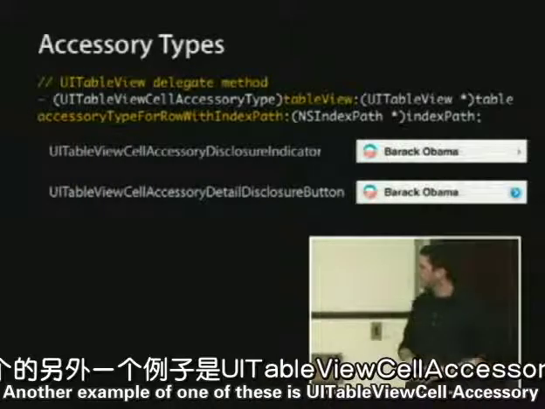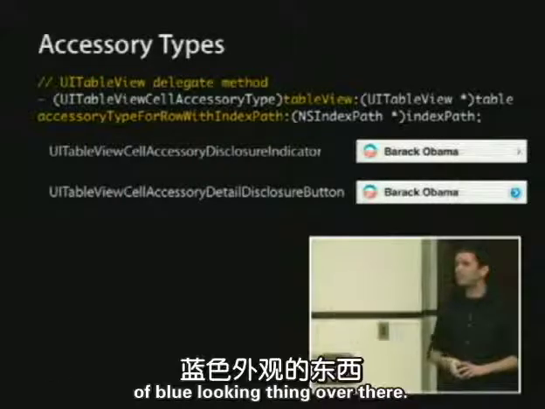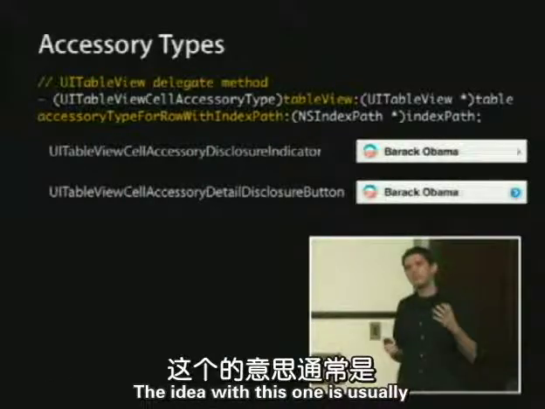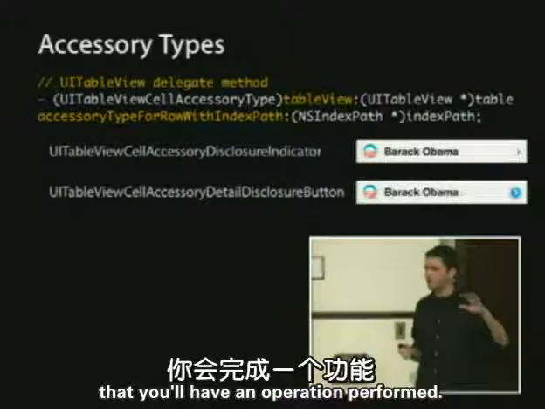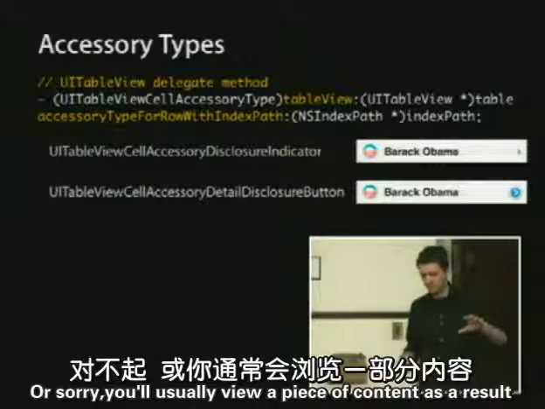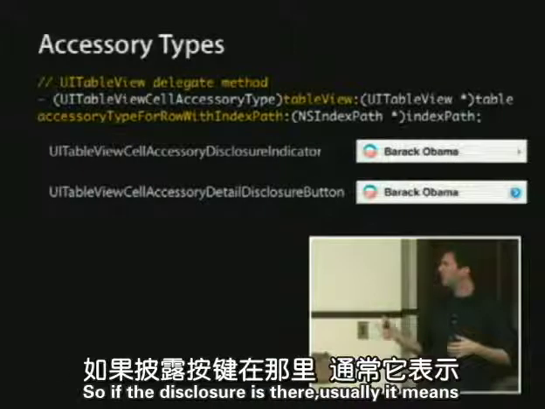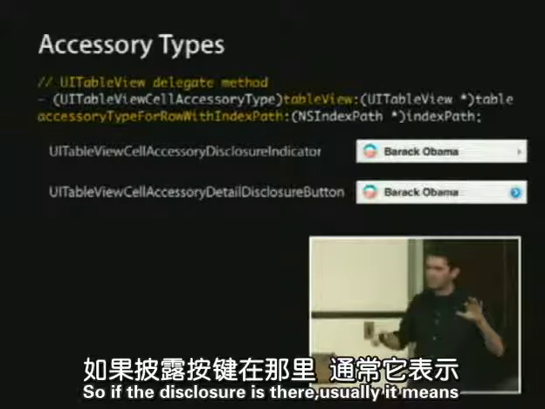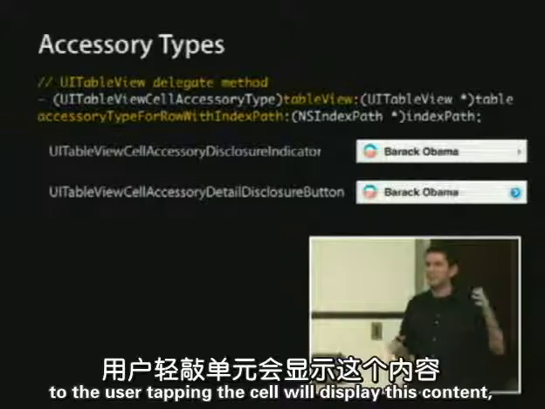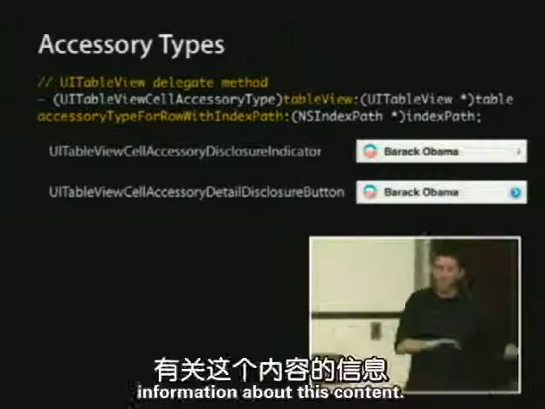Another example of one of these is UITableViewCellAccessoryDetailDisclosureButton. And that gives you that kind of blue-looking thing over there. The idea with this one is usually that you'll have an operation performed. Usually you'll view a piece of content as a result of tapping the cell itself. So if the disclosure is there, usually it means to the user that tapping the cell will display this content. Tapping the blue disclosure indicator will show more information about this content.